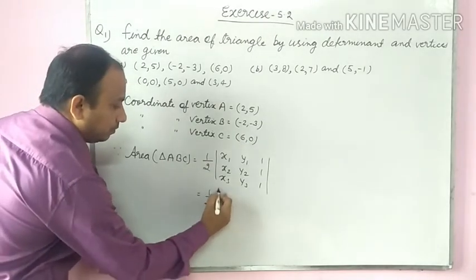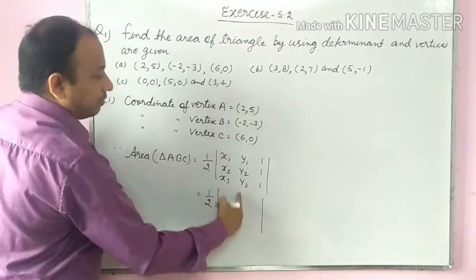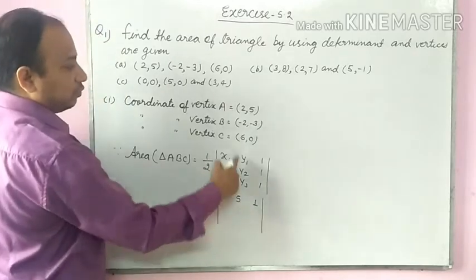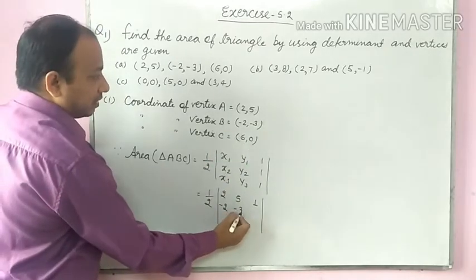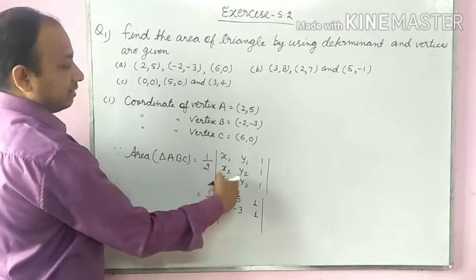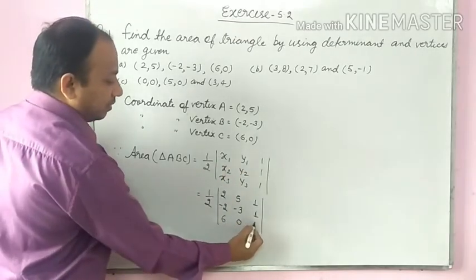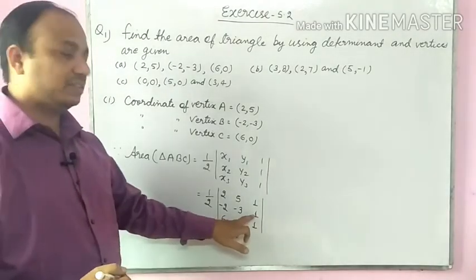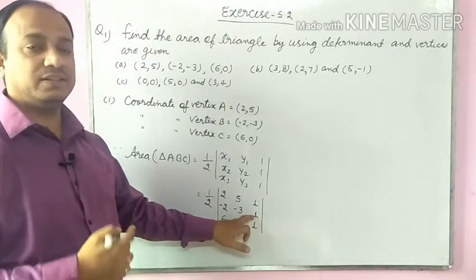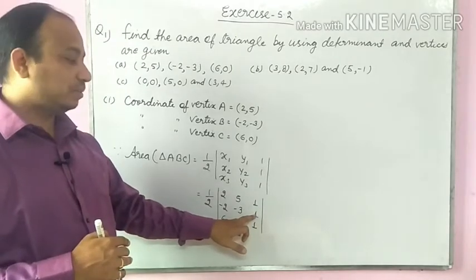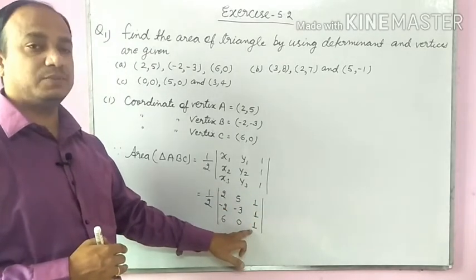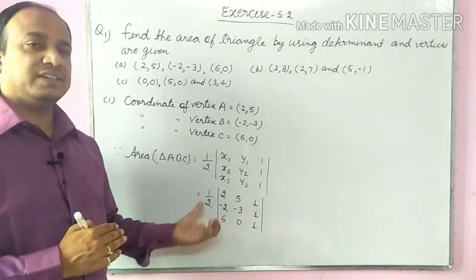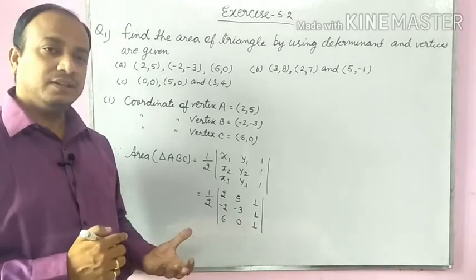Putting the values: x1 y1 is 2 and 5, 1. Okay, x2 y2 is -2, -3 and 1, and x3 y3 is 6, 0 and 1. अब आप चाहें तो इसमें प्रॉपर्टी भी अप्लाई कर सकते हैं. By using the property this element becomes 0, 1, -1, 0. Then apply on R2: R2 is replaced by R2 minus R1 and R3 is replaced by R3 minus R1. बट क्वेश्चन ज्यादा बड़ा नहीं है, तो हम इसका सीधा एक्सपेंशन करके भी डायरेक्ट इसकी वैल्यू फाइंड कर सकते हैं.